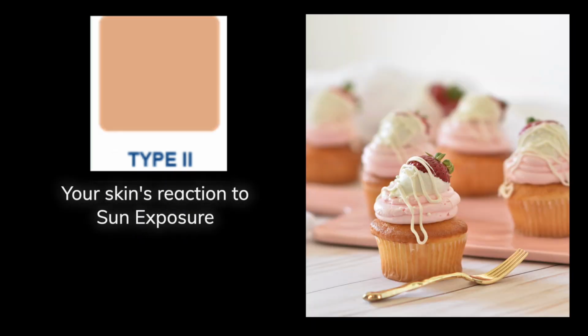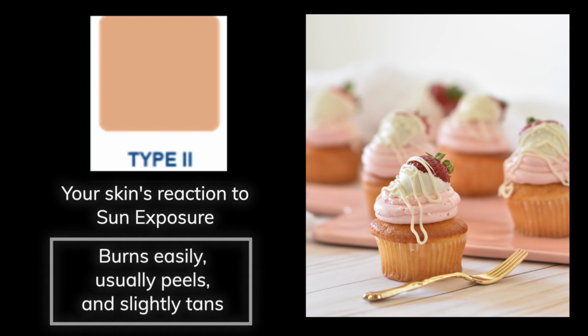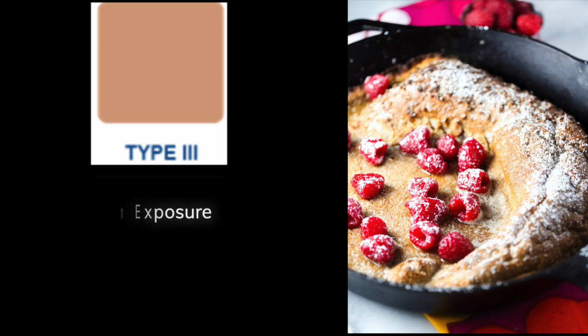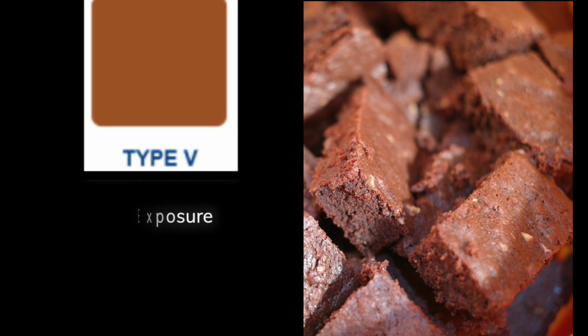Type 2, vanilla cupcake complexion. Your skin burns easily, usually peels, and slightly tans when exposed to sun. Type 3, baked cheesecake complexion. Your skin burns moderately and tans gradually when exposed to sun. Type 4, milk chocolate complexion. Your skin has minimal burns and always tans well when exposed to sun.